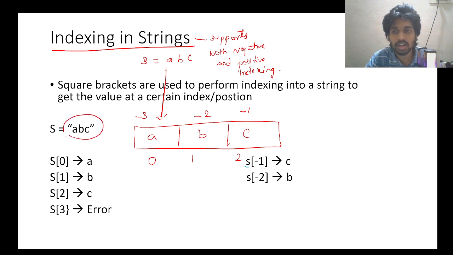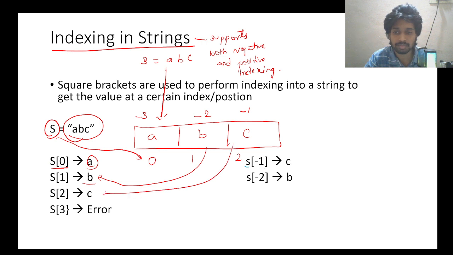So I created ABC here. This is how Python stores a string in memory. Using the concept of index, I can retrieve the characters. Using the name and the index 0, I can retrieve a character. S of 0 is A, S of 1 is B, S of 2 is C, and S of 3 is an error because we don't have any.